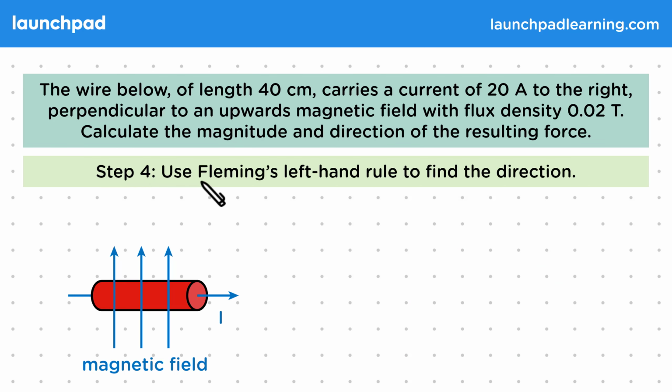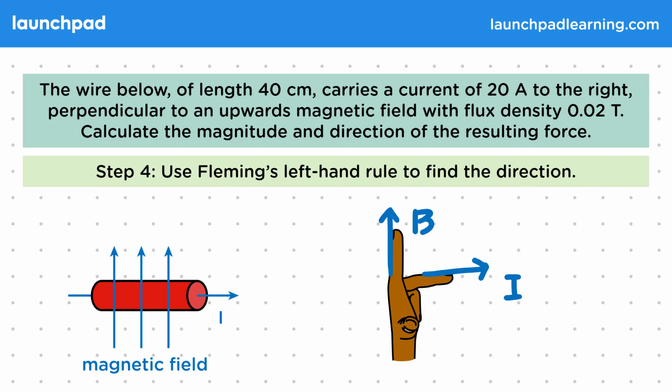In step 4, use Fleming's left-hand rule to find the direction. Remember that this is when we hold our left hand with our thumb, index finger and middle finger all perpendicular to each other, with each finger representing a different direction in the motor effect. In this case, we would hold our hand out like so. The middle finger represents the direction of the current, and the index finger is the direction of the field. With our hand like this, our thumb is pointing towards us, which we represent with a dot like this instead of an arrow. The thumb represents force. So in this diagram, the force would be directed out of the page.